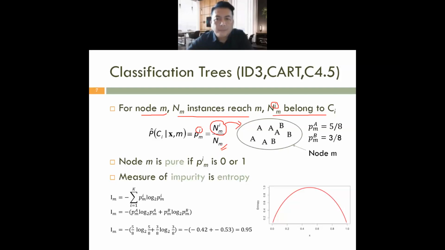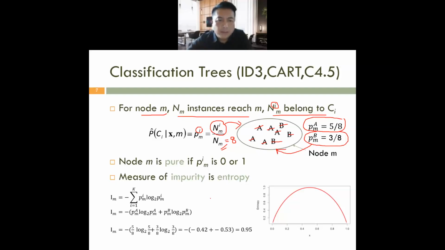Okay, so for example, like this, the size of the node is 8 because we have 8 samples. Then the probability of having class A will be 5 out of 8 because we have 5 As, and the probability of having class B will be 3 out of 8. So these values will be used to measure the purity of this node.